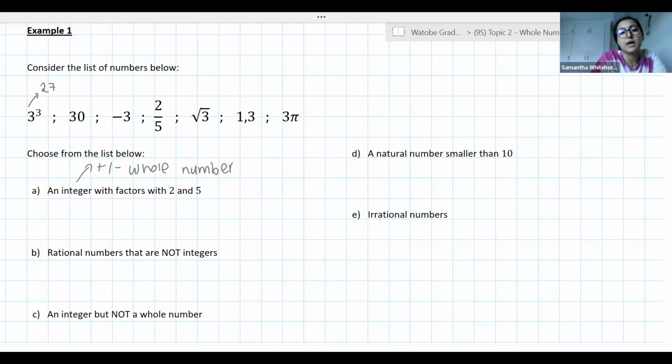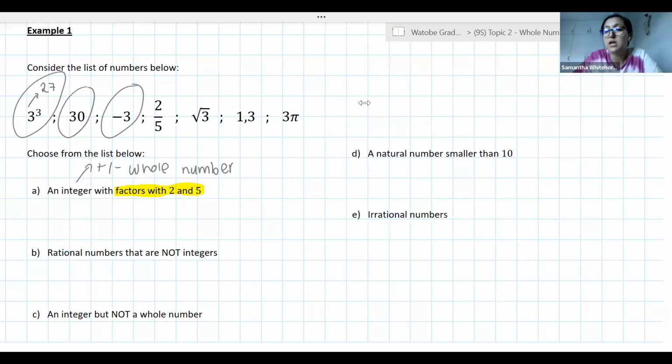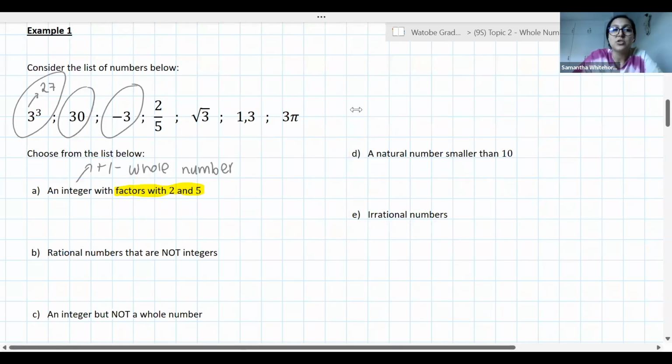If we think about our integers here, 27 is an integer, 30 is an integer, and -3 is an integer. Those are all of our positive or negative whole numbers. And so now we need to decide here which one of those, 27, 30, or -3, has factors of 2 and 5. Now remember, factors are numbers that divide into the number we're working with without a remainder.